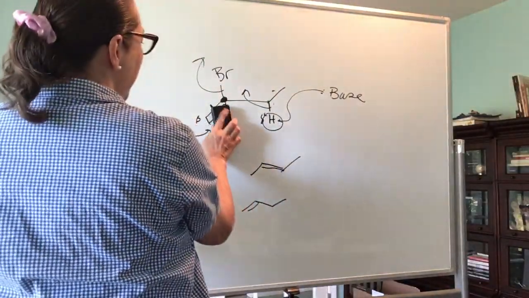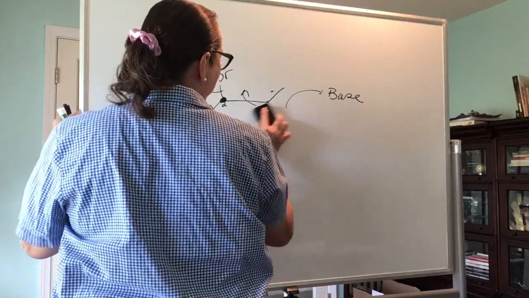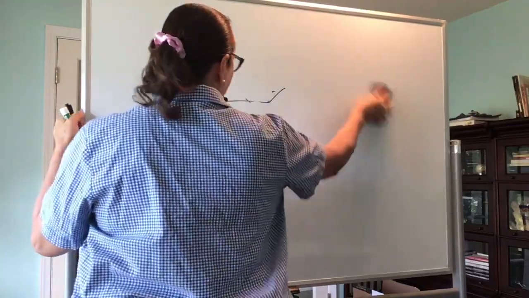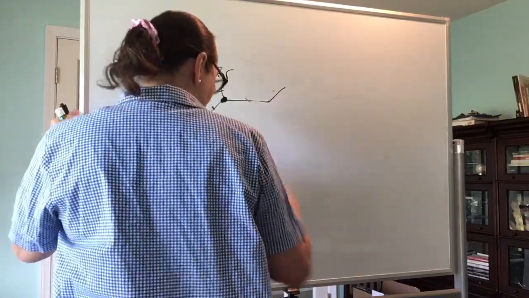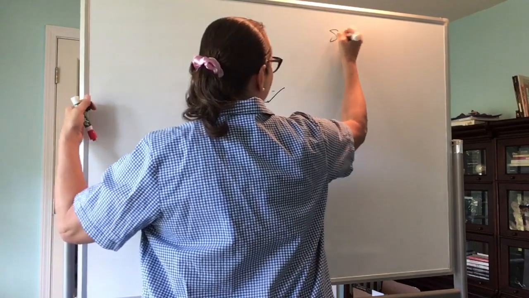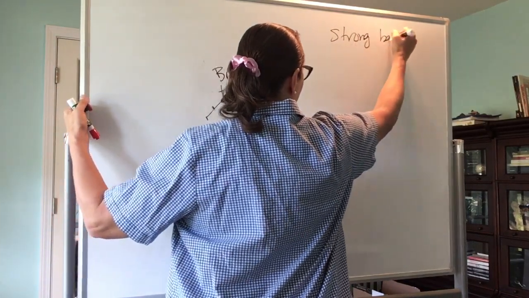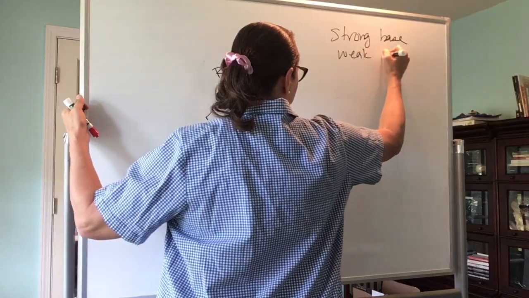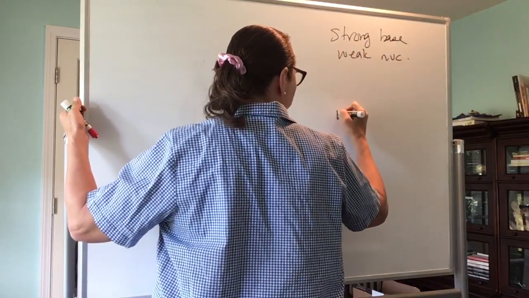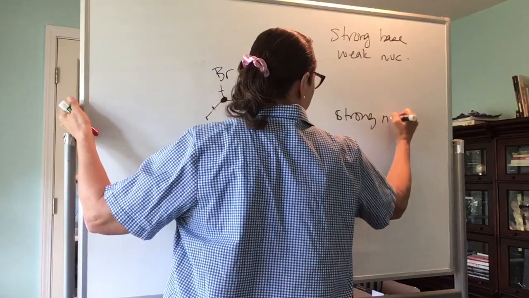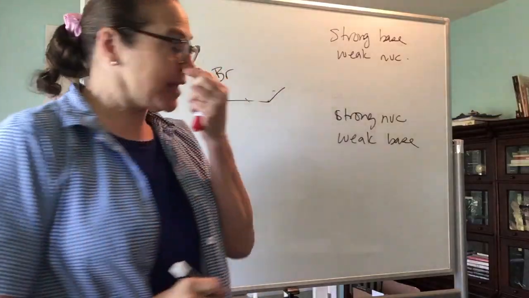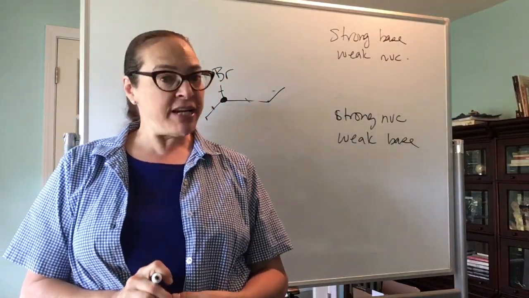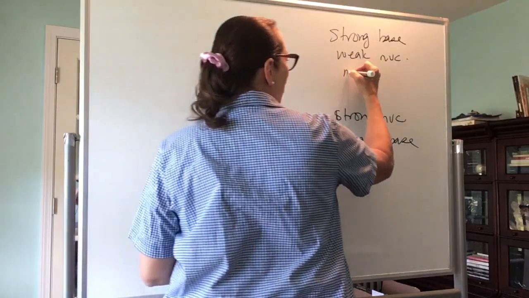So let's see if I can identify some differences in bases and how we can determine whether something is a base or a nucleophile. In our next video, we're going to have to be able to separate, and we're going to have to be able to identify what is a strong base but a weak nucleophile, and what is a strong nucleophile but a weak base. And the answer to that is a strong base is something that is very negative, so a negative charge.